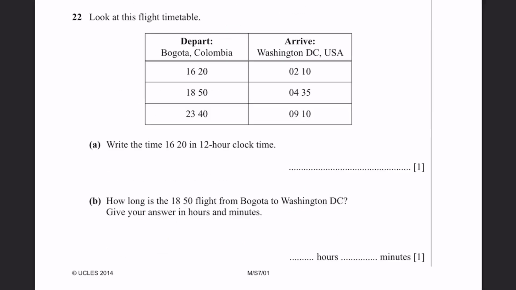So that's the answer. Question 22. Look at this flight timetable. A. Write the time 16:20 in 12-hour clock time. 16:20 is 4:20 p.m. So that's all we need to write.